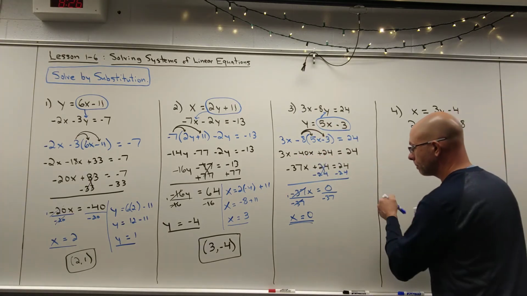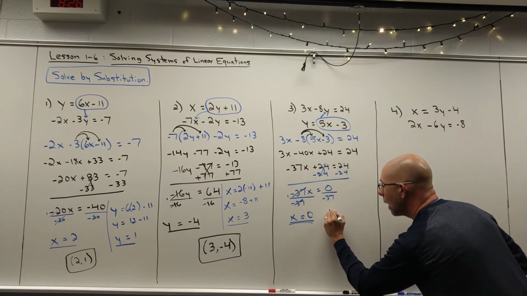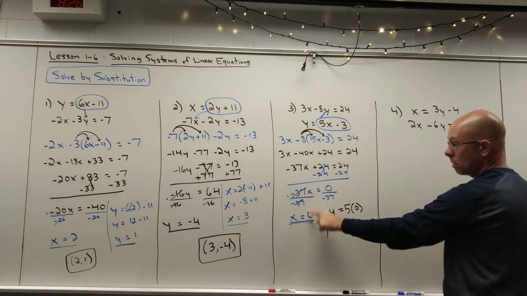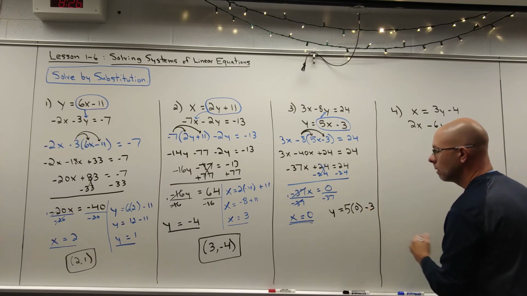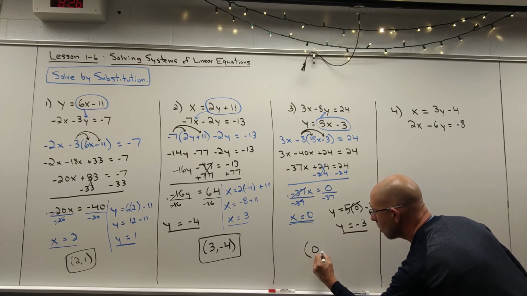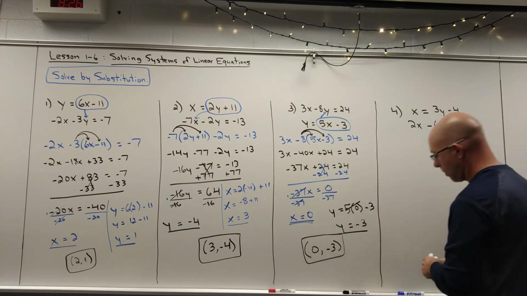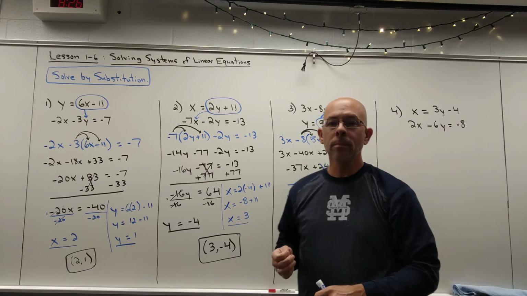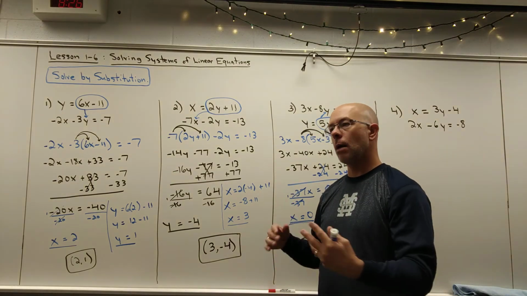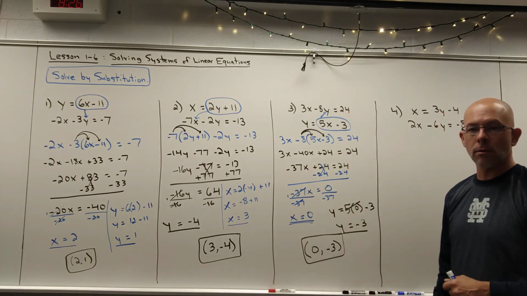So if I go to the y equals right here, y equals 5 times the x, which is now 0, minus 3. Well, 5 times 0 is 0, so y equals negative 3. X is 0, y is negative 3. In other words, we have 3 straight examples where the lines are crossing because we have an x and we have a y. If we come up with an x and a y, that means the lines cross, and that's the point of intersection. They intersect at 0, negative 3.